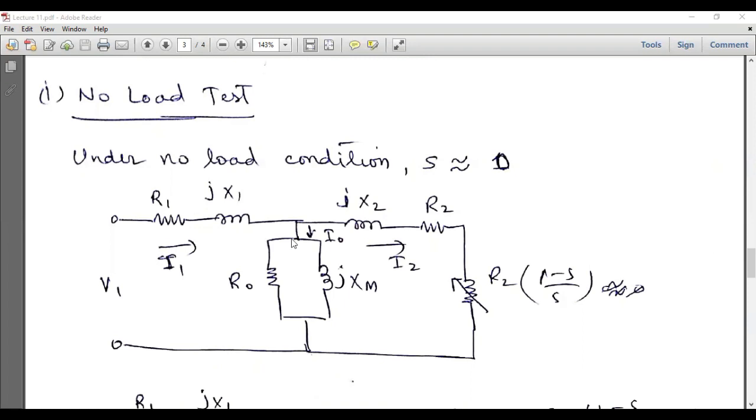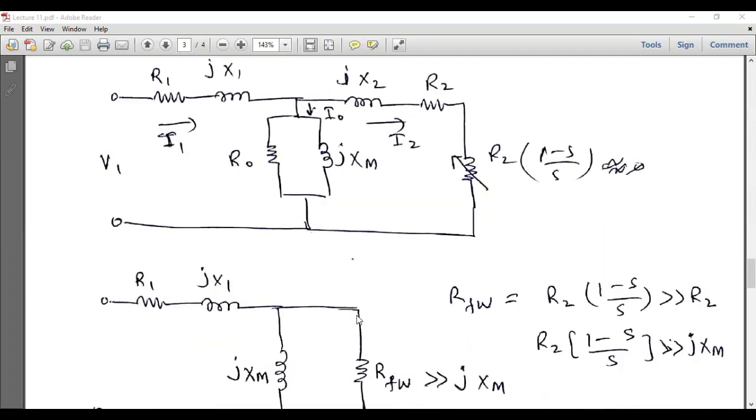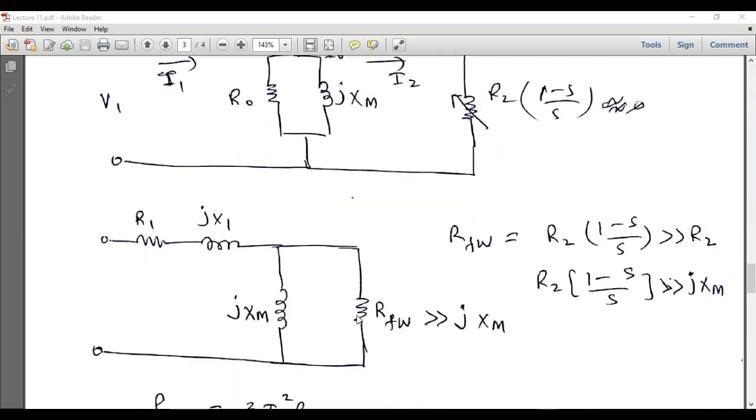So this is the preliminary per phase equivalent circuit of the induction motor. Here we have the stator and the rotor parameters, and these are the magnetizing parameters. This is R2 and this is R converted. So the transformed equivalent circuit of the induction motor under no load condition can be drawn like this. In this case, these are the stator parameters. This R naught is very high, so we can safely ignore this component, and this is jXM.